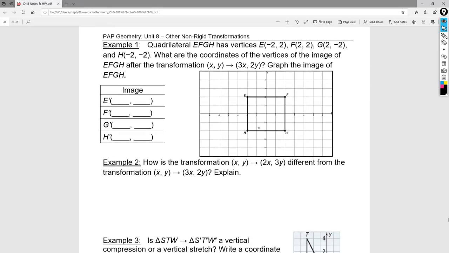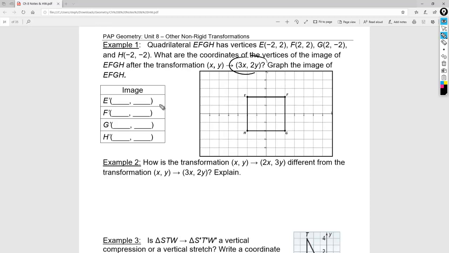Okay, so let's do our first example. We have a quadrilateral EFGH with vertices given, and they want to know the coordinates of the vertices after we transform to (3x, 2y). Okay, so what this tells us to do is multiply all of our x values by 3 and all our y values by 2. Okay, super simple.